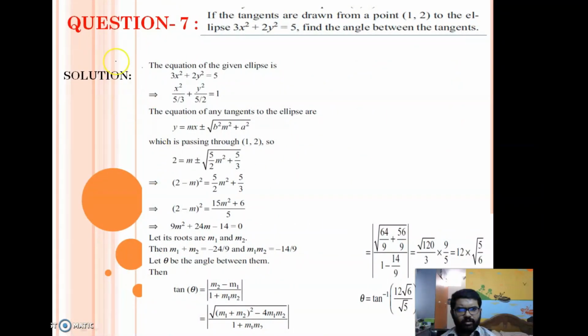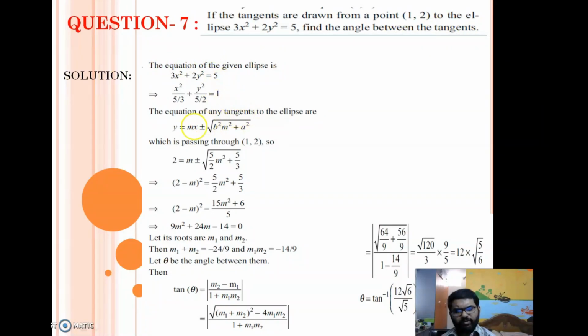Next, question number 7. The tangents are drawn from the point (1, 2) to the ellipse 3x² + 2y² = 5. Find the angle between the tangents. First, the given ellipse equation is this.